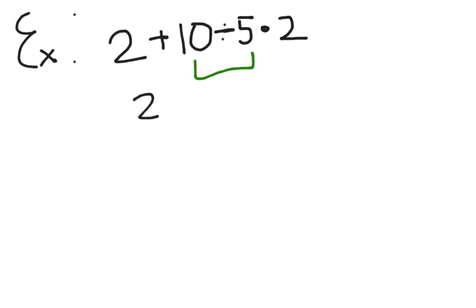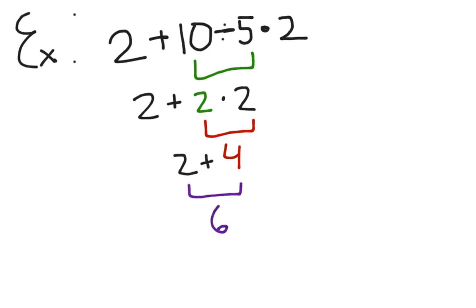So I have 2 plus, well, 10 divided by 5, that's 2 times 2. Again, I look at my operations, and I know multiplication comes before addition, so I'm going to do 2 times 2, which gives me 4. So I have 2 plus 4. Well, 2 plus 4 is 6, which is my final answer.